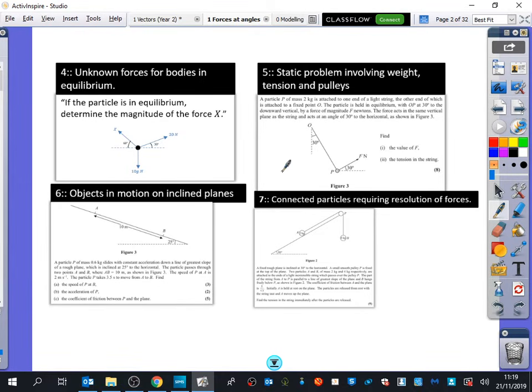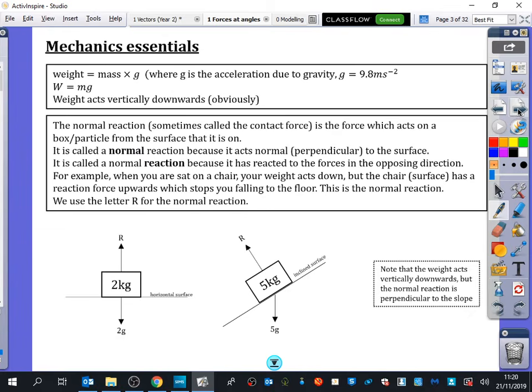Again, we've got more problems to do with statics, meaning things not moving. We then look at things that are moving, and we look at connected particles. Basically, we look at forces and we look at F equals ma, but we're just going to build up really, really slowly. So let's get started with some of these things.